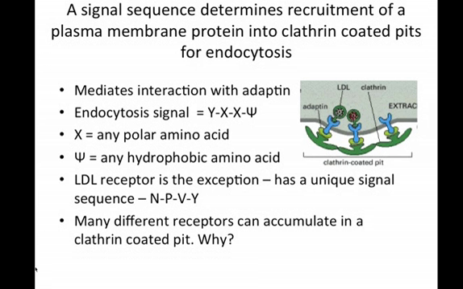Okay, so who cares about all this? You all should care about all of this now because I've told you how exciting it is. Signal sequence. Oh my God, another signal sequence. There's a signal sequence that determines the recruitment of a plasma membrane protein. It is how plasma membrane proteins are recruited into clathrin-coated pits for endocytosis, and it is involved with the interaction between the membrane protein or receptor and adaptin. It's called an endocytosis signal, and it's YXX hydrophobic.